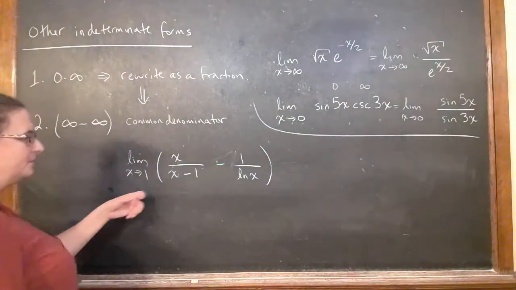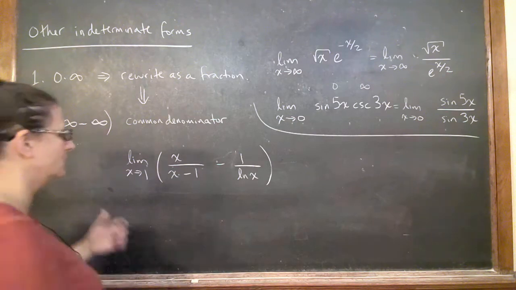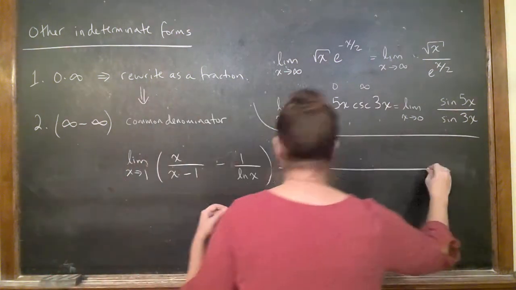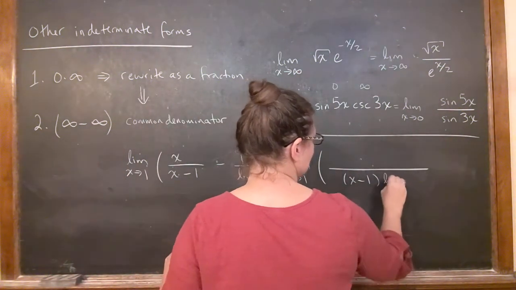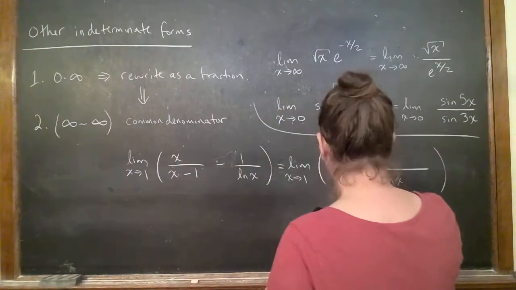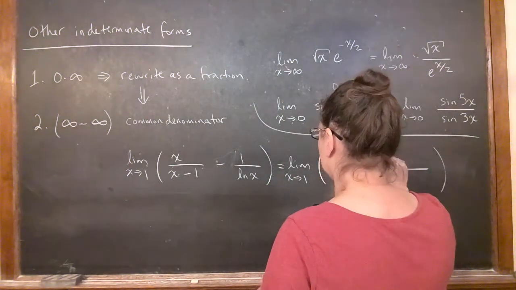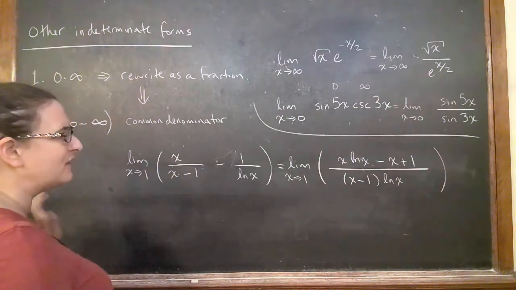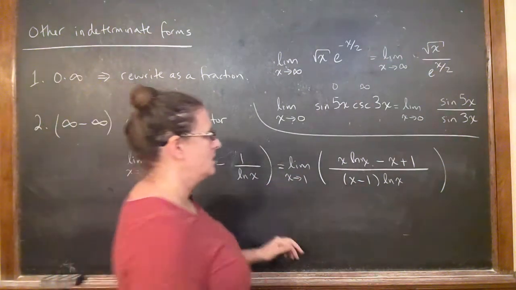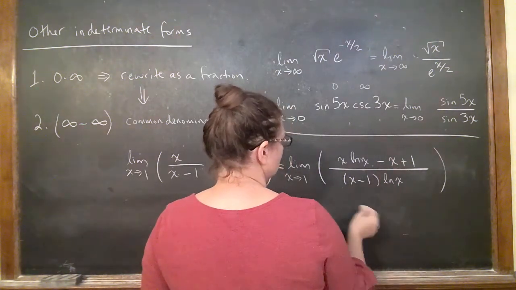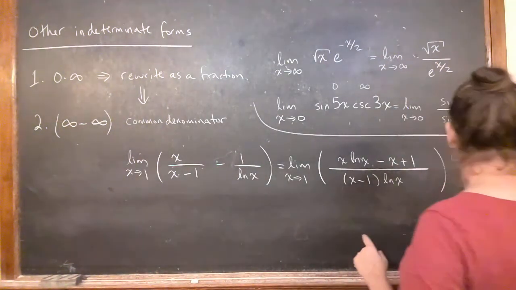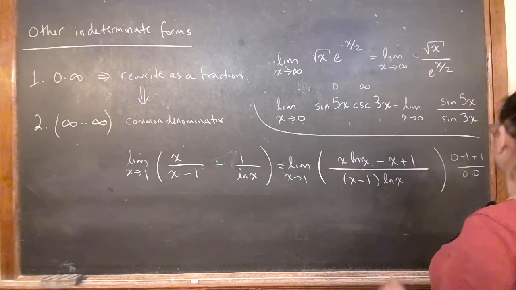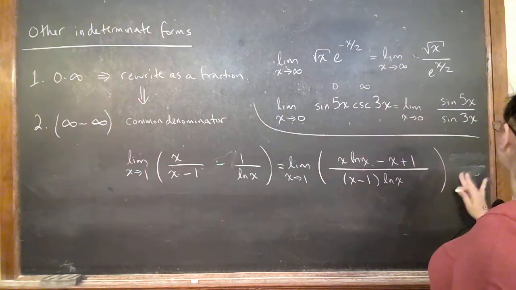So if I make a common denominator here, right, the common denominator is going to be x minus 1 times natural log of x. And what would I end up with in the top? I've got x natural log of x minus x plus 1, right? Because it would be x minus 1 and a minus there. So again, if I put in 1 now, this is 0. So let's just double check. It's going to be 0 minus 1 plus 1, and in the bottom, it's going to be 0 times 0.